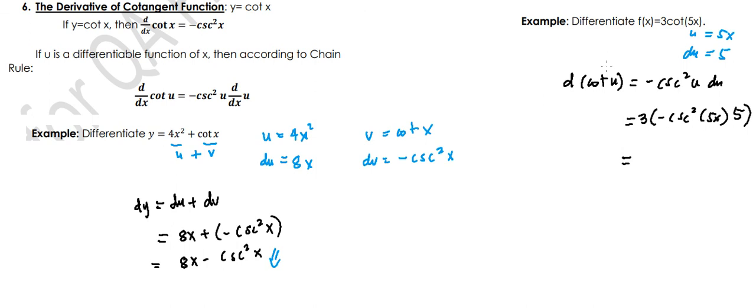Okay? So, as you can see, we have here two constants. We have 5 and 3. So we'll just multiply these. 5 times 3, that is 15. And this is negative. So we have negative 15 cosecant squared 5x. So this is our derivative.